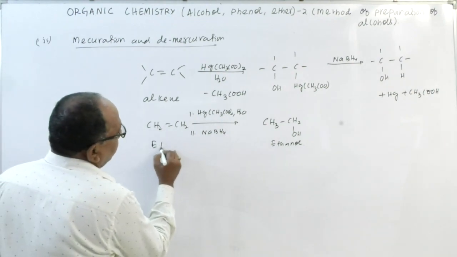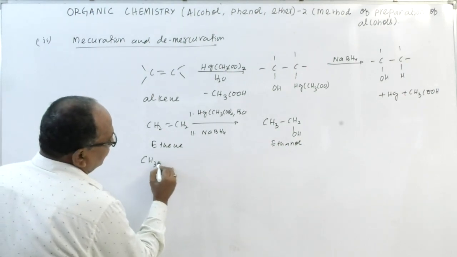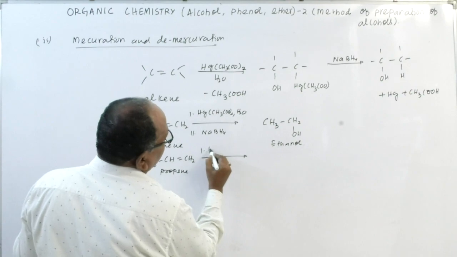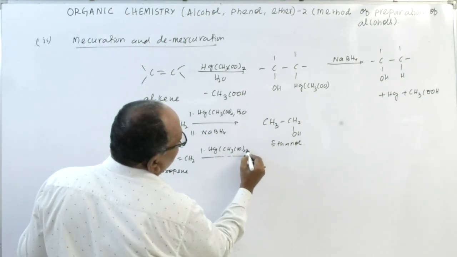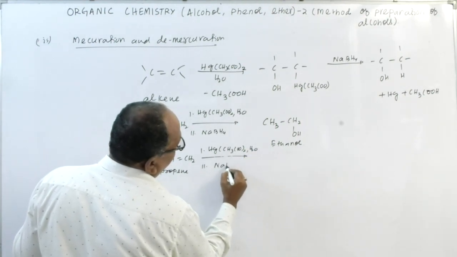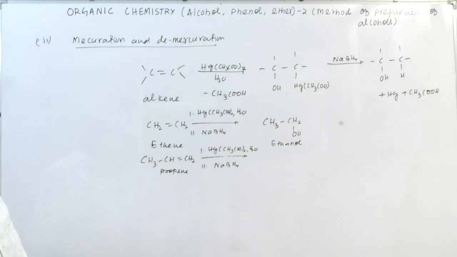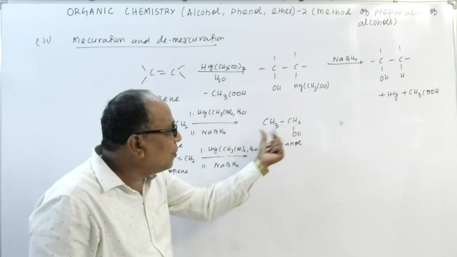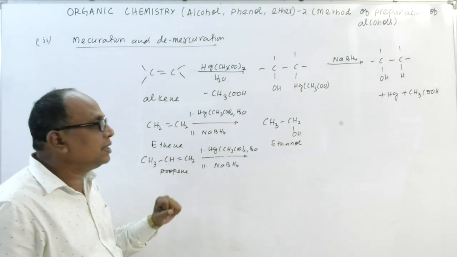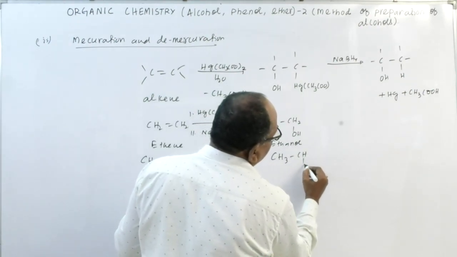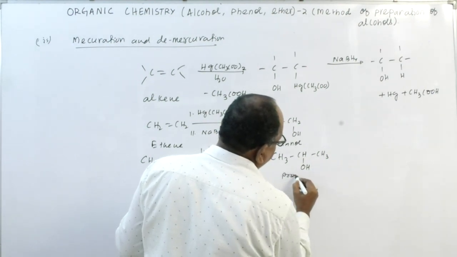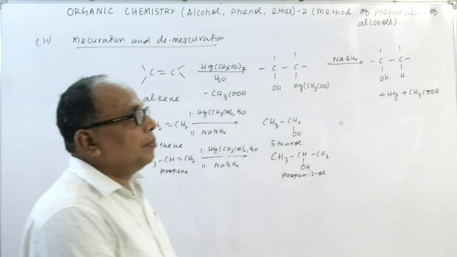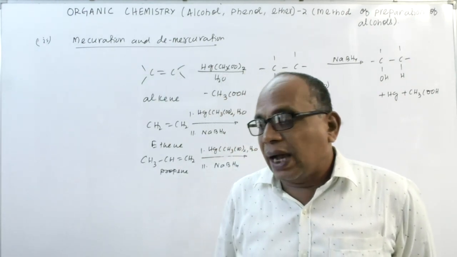Suppose you take propene. On mercuration, Hg(CH3COO)2 and H2O, second one is sodium borohydride, because both processes take place simultaneously, mercuration and demercuration. In this case you can follow the Markovnikov rule. You simply see addition of water only. The OH from this side has come to that side. This became CH3CHOHCH3. This is your propan-2-ol, a secondary alcohol. Okay, students, this is your mercuration and demercuration of alkene.